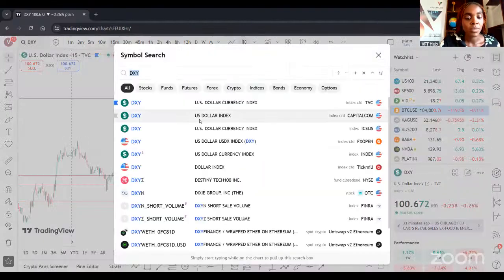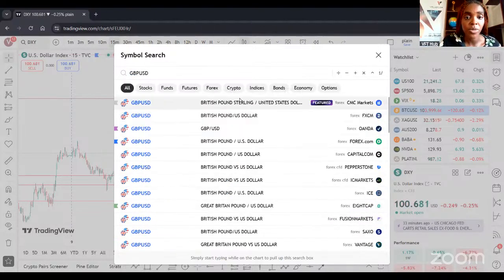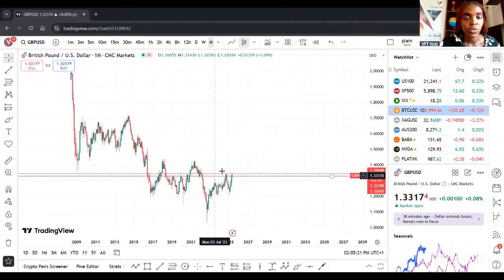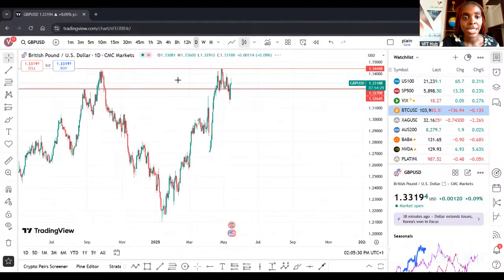So down to the dollar correlated pairs, GBP USD. The monthly time frame, we're seeing some push to the downside. On the weekly time frame, we've been seeing price struggling to take out this very high right here, and down to the daily time frame right here. On the daily time frame, price actually tapped into this very high, and we're seeing some reaction off that level. We've been seeing price struggling to take out this high for a long period of time.